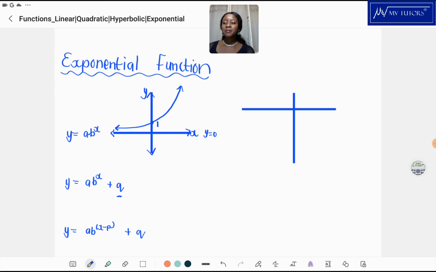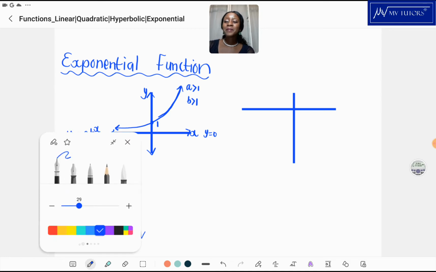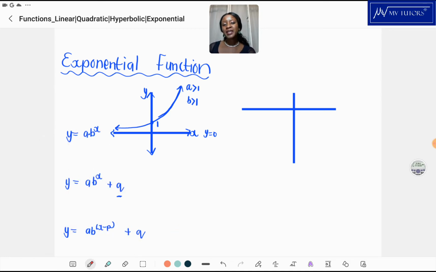Now, what happens when b is 1 or higher? Then it will represent a shape like this as well. In this case, you have a bigger than 1, and you also have b bigger than 1. But if you were to have b in between 0 and 1, like a fraction, then you would get a function that is like this.